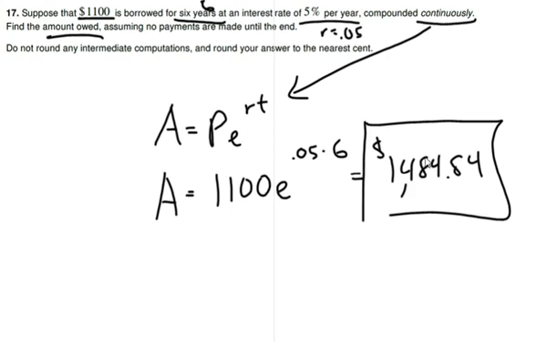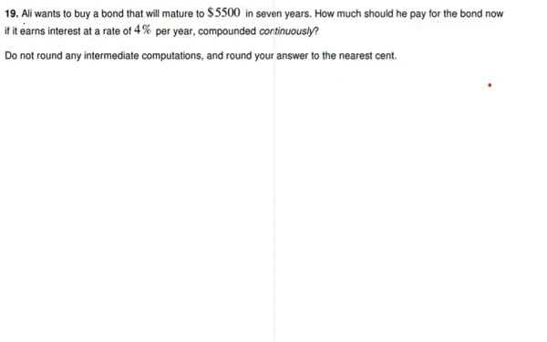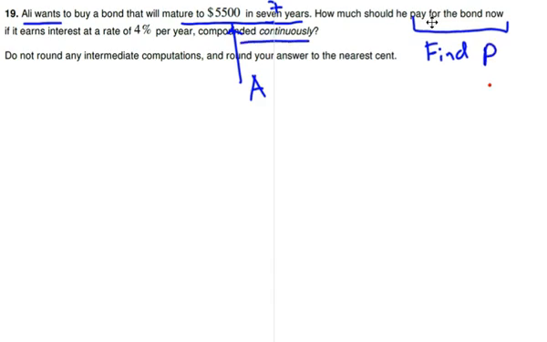All right, these continuous compound problems are pretty nice. This is a very similar situation. Ali wants to buy a bond that will mature to this amount in 7 years. So this is what he wants it to mature to. How much should he pay for the bond now if it earns 4% per year compounding continuously? So he's asking, find the principal, find how much he's got to put in right now, which is a great question. Maybe he knows he's going to have to owe this much for some sort of graduate work or whatever. He's just going to go study his master's, and he's going to need $5,500 in 7 years. So he's going to start saving now. How much does he need right now?